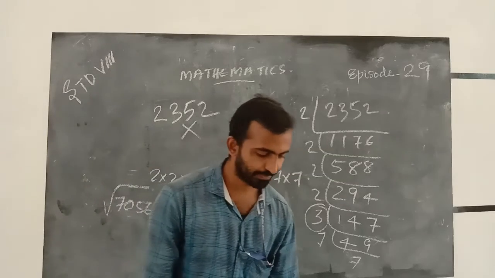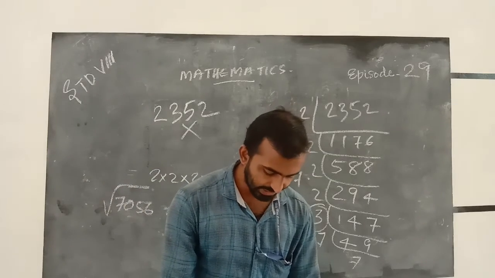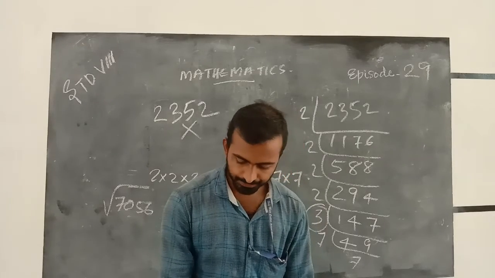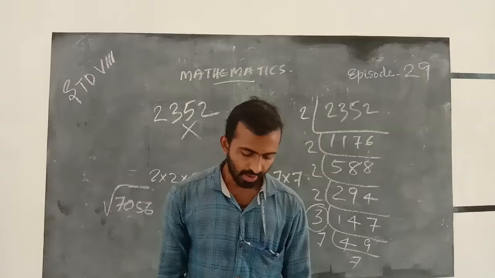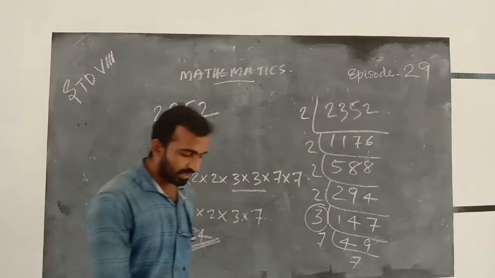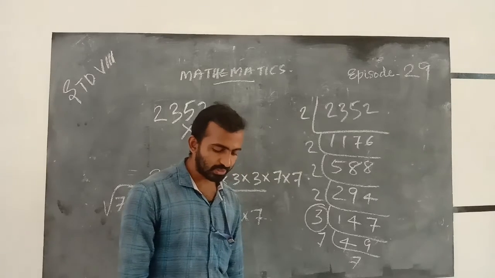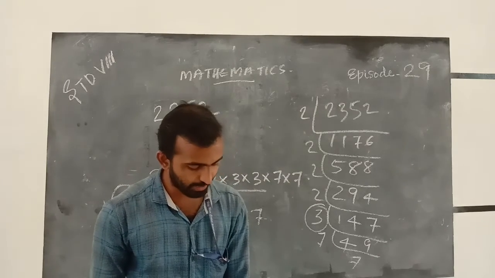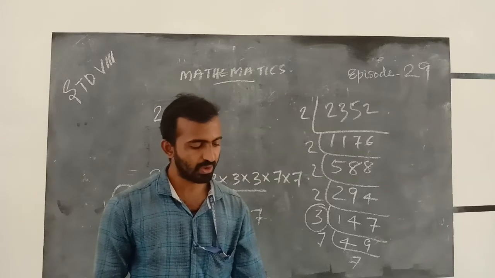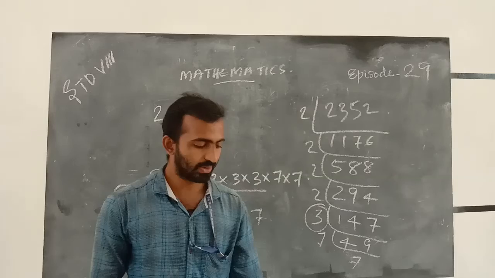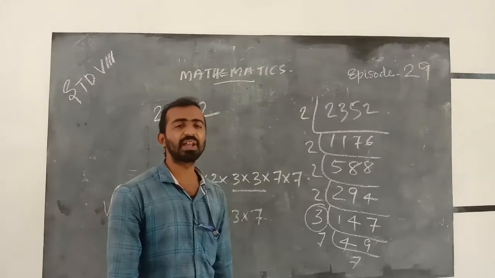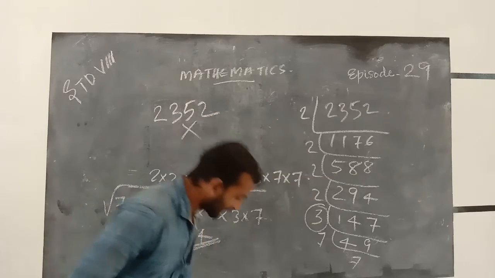And next one: find the smallest number by which 9408 must be divided so that the quotient is a perfect square. Find the square root of the quotient. That is, we want to find the square root of the quotient. So which way do we find it? We use the prime factorization.